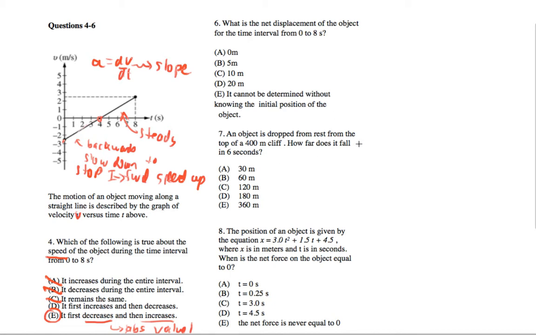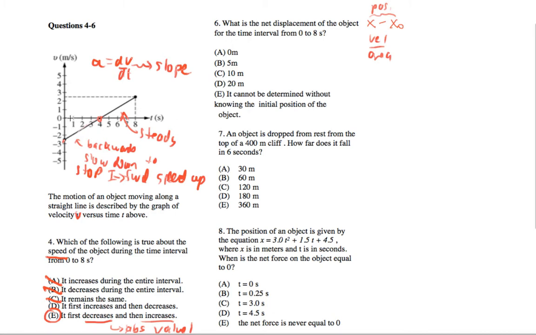All right, continuing on with the multiple choice section. So we're back at this graph again, and we want to know what is the net displacement of the object from the time interval from 0 to 8 seconds. Just to be clear, displacement, if you really want to get it from a position graph, is final position minus initial position. When you have a velocity graph, it's the area.